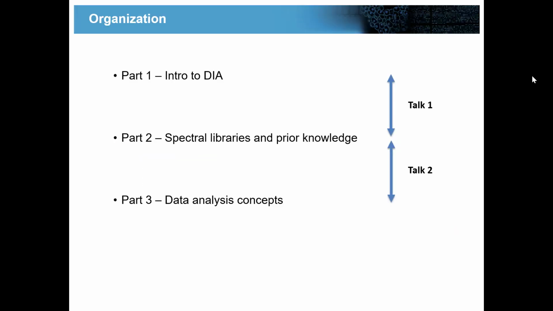So I have two talks, one now and one in the morning. I'm going to split this into basically three sections. First, an introduction to DIA: how do we operate the machine, what are the basic concepts. Second, and I might get through half of this part today, we'll talk about spectral libraries and prior knowledge, and why it's useful to know something about how the peptides look to the mass spectrometer before you try to extract them from this highly complex DIA data.